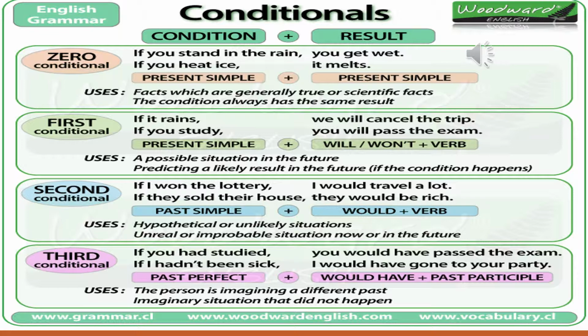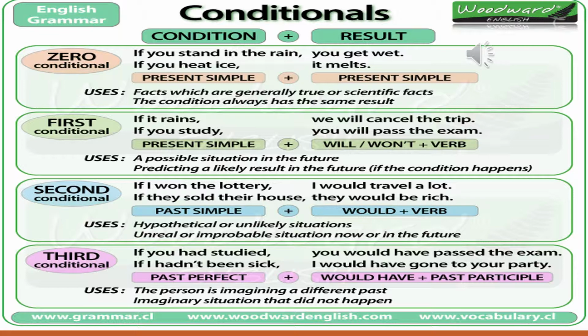Here are some examples. Zero conditional. If you stand in the rain, you get wet. If you hit ice, it melts. This zero conditional is formed by present simple plus present simple. The uses are facts, which are generally true, or scientific facts. The condition always has the same result.